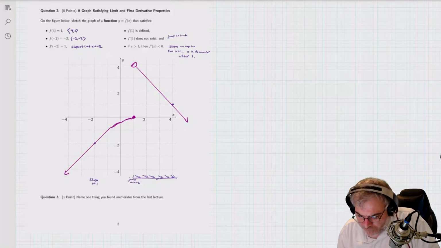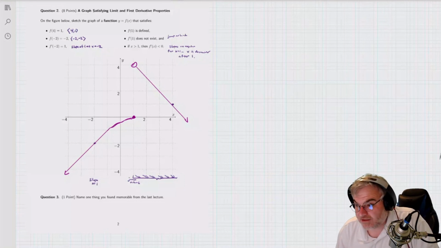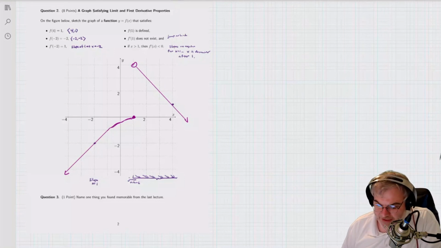Is f of 1 defined? Yep, there it is. Does f prime of 1 not exist? Yep. See, I got a jump. No, it's not differentiable there. If x is greater than 1, then f prime of x is less than 0. Yes, it is decreasing. The slopes will always be negative. Here, they're exactly negative 1 forever, after I get past 1.